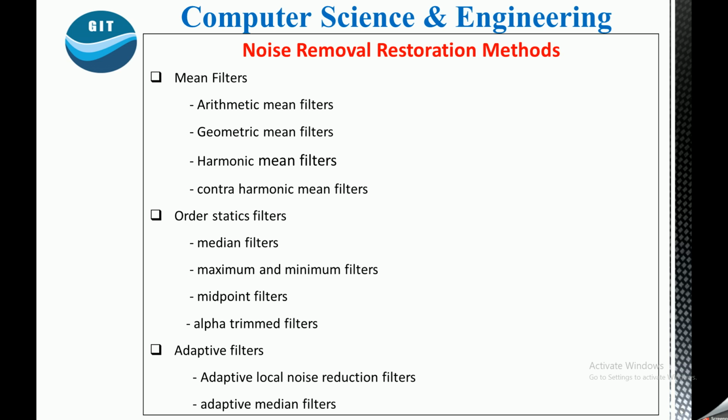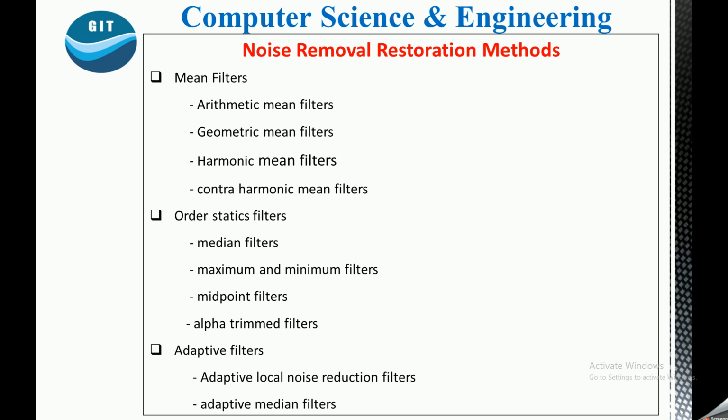Third one is harmonic mean filter. The harmonic mean filter works well for removing salt type noise and Gaussian noise. It is represented as f'(x,y) = mn upon summation of 1 upon g(m,n).